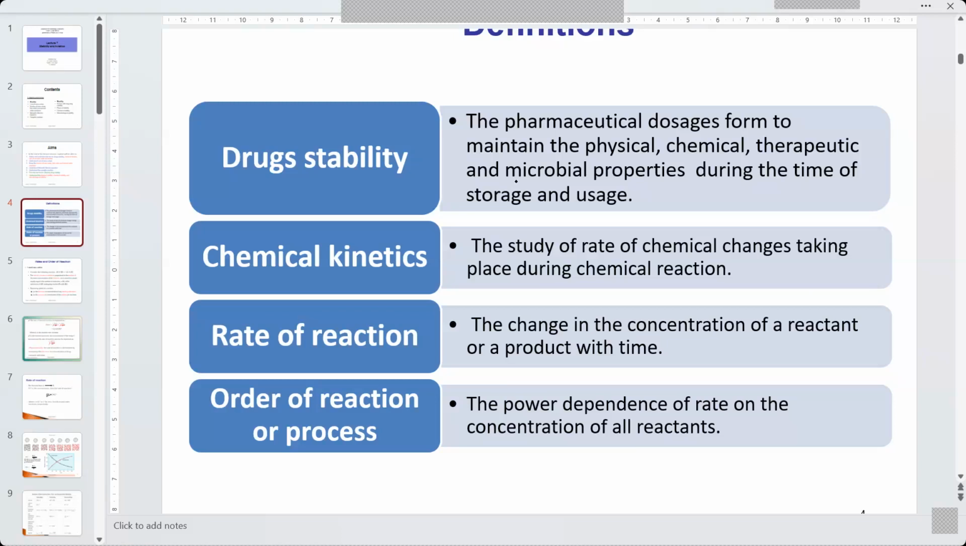And there should be no microbial changes, means there is no microbial growth or contamination of the product during that time of storage. If any of these properties changes during the storage time, then it's not suitable for use anymore. Okay? Then in this case, we say the drug product is expired.